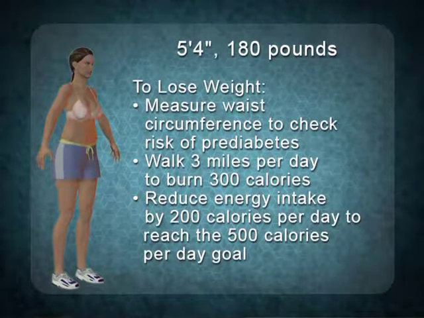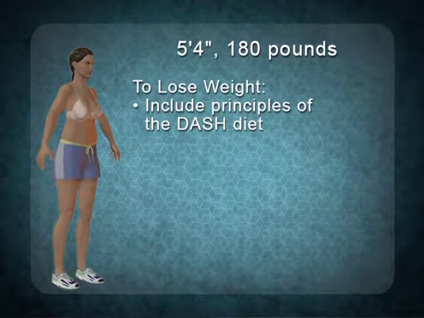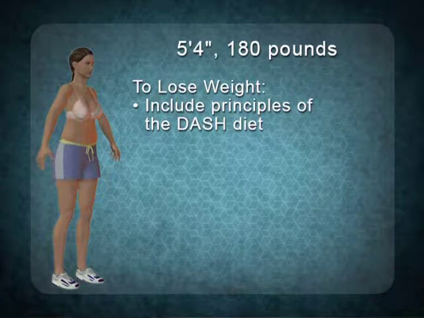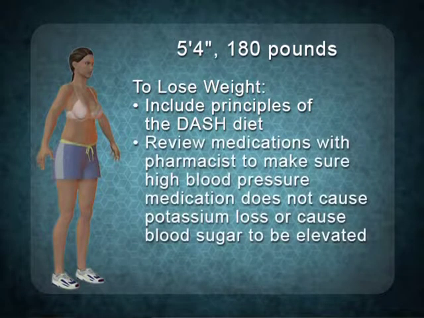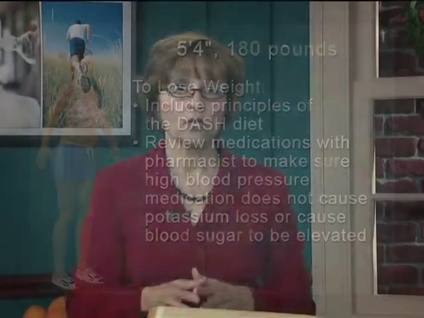Because she's hypertensive, we would want her to include the principles of the DASH diet to help to control her blood pressure. More fruits and vegetables, low-fat dairy. She also is going to need to review her medications with her pharmacist to make sure her high blood pressure medication does not cause her to lose potassium or to cause her blood sugar to be elevated. So again, that's a quick example of what she could do to say, I'm going to pull all of this together, I'm going to tie it up in a nice bow, and I'm going to have, again, a little bit more of a nutrition action plan.